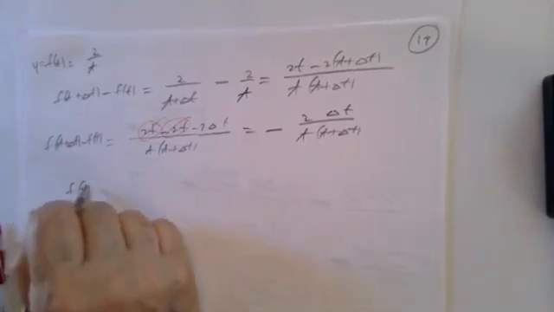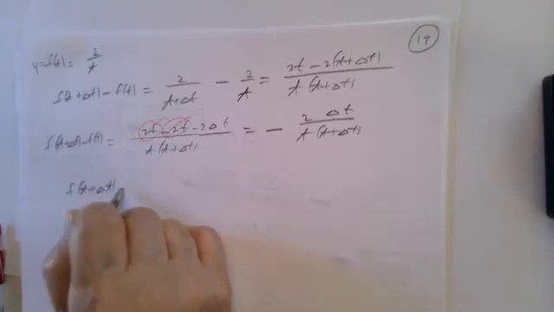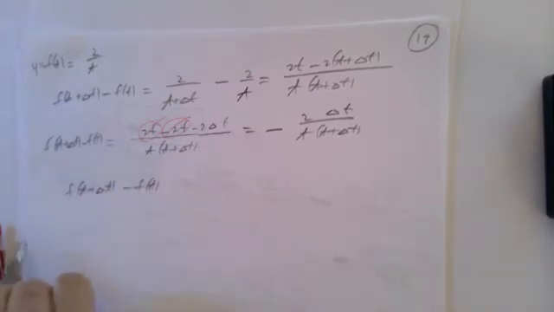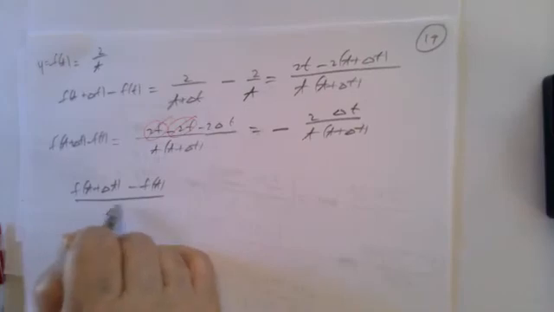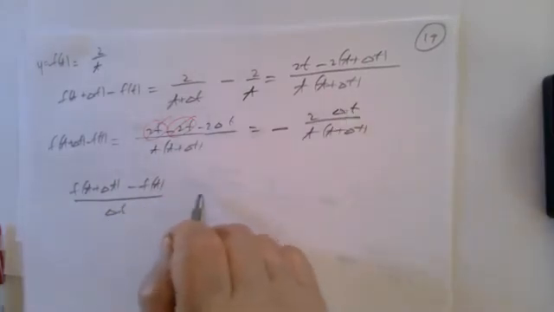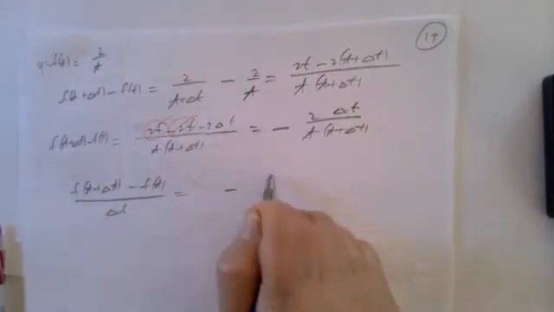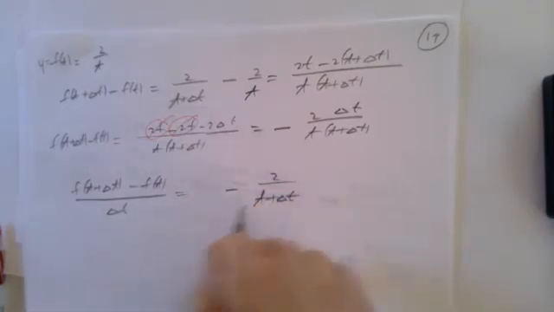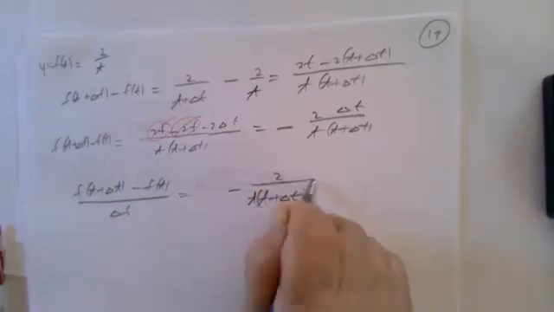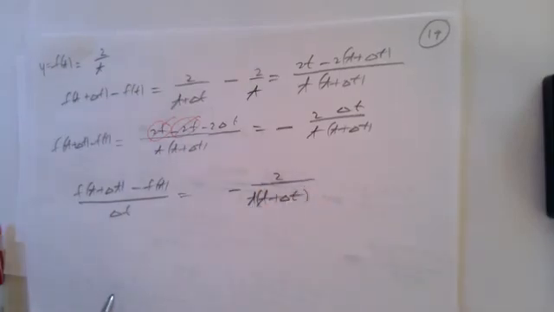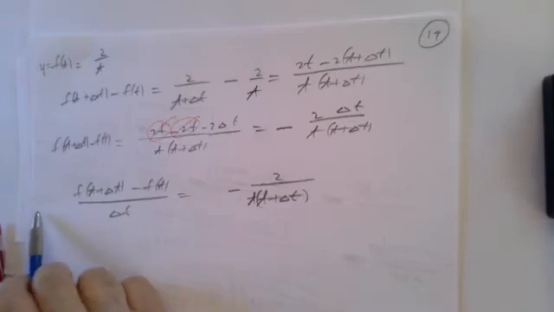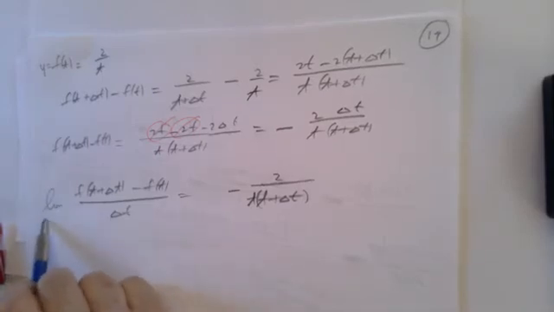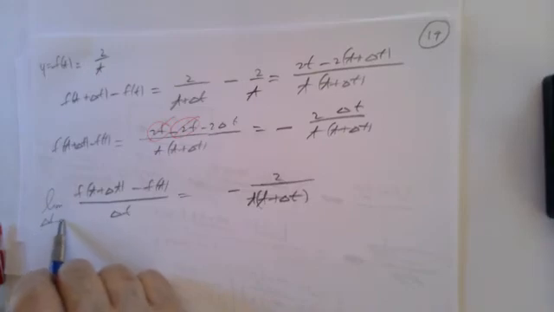And when I take f of t plus delta t minus f of t and divide by delta t, I get minus 2 over t times t plus delta t. And then I want to take the limit as delta t goes to 0.